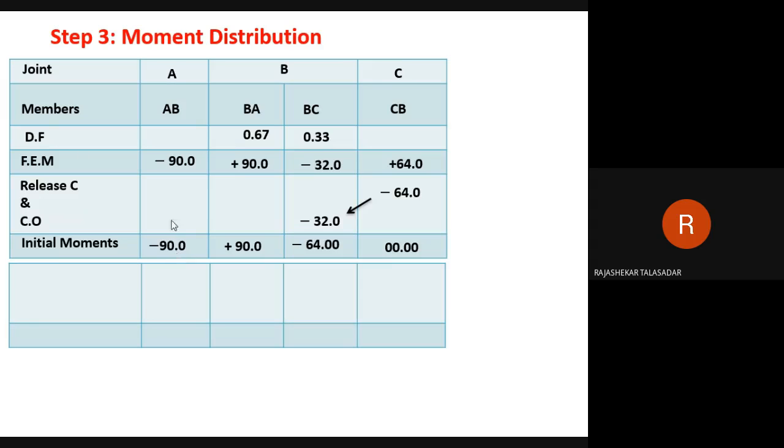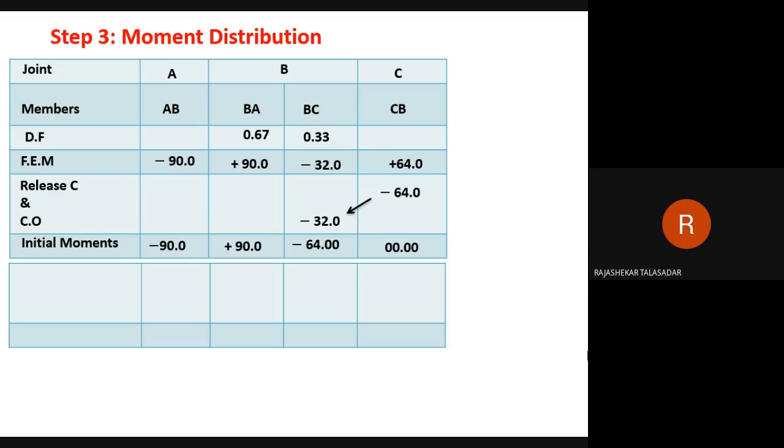Is it clear? In the previous case, from here directly I started balancing and carryover because there was no need to release any end because they were fixed. But now in this case, end C is simply supported. So hence you know that the moment at that end is 0. So you make that 0. How to make it 0? You have to apply the opposite moment, then carry over to the far end. This is what we are doing. Once you do this, you take it as the initial step. Okay. This is the additional step you do whenever any extreme end comes as simply supported.